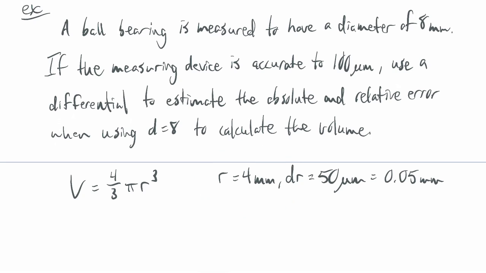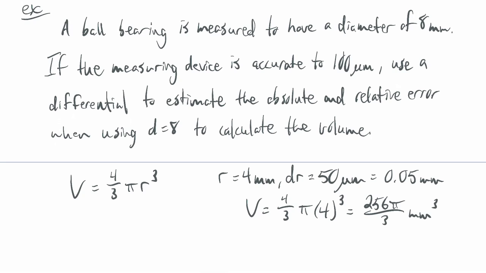So the first thing I can say is, well, I am going to want the volume when I go to find the relative error. The volume will be 4/3, again, the calculated volume, not necessarily the actual volume, 4/3 pi times 4 cubed. So 4 cubed is 64, times 4 is 256. So that'd be 256 pi over 3. Of course, this is cubic millimeters.